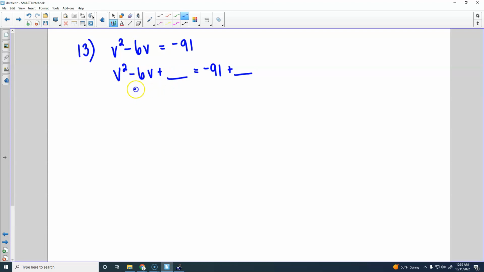Because what we want is to have v, and it's going to be v minus 3 squared. It's always half of that middle term. And then to get that value here, you've got to square that 3 to get a 9 right there. And so if I add 9 to one side, I must add it to the other as well. So negative 82.